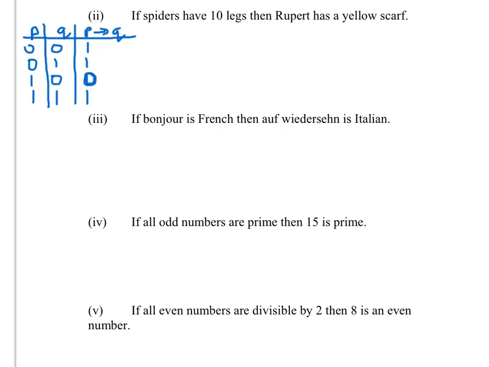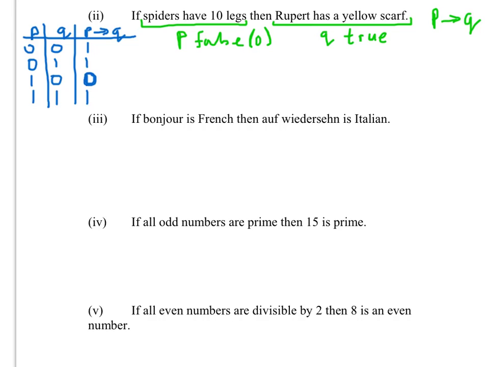So let's do the same for part 2. We'll call if spiders have 10 legs, we'll call that proposition P. Rupert has a yellow scarf, we'll call that proposition Q. So in logic, this looks like P implies Q. Now P, spiders have 10 legs, that's false, right? Or it has a truth value 0. Rupert has a yellow scarf. If we presume Rupert is the bear, he does have a yellow scarf. So we'll say this is true, and the truth value is 1.